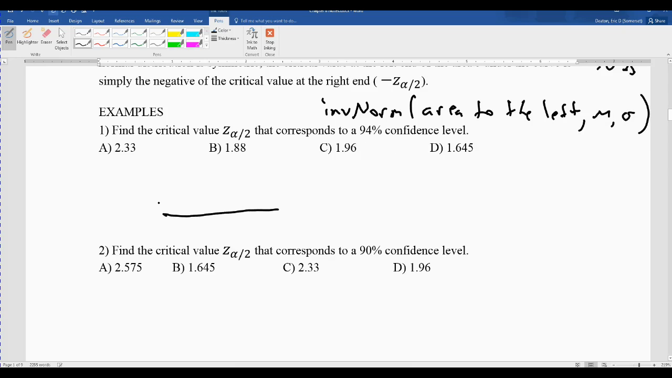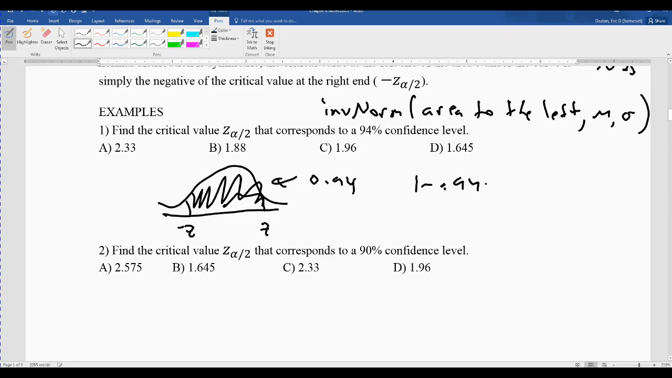So what I want to do is, that 94% means that in between these two z-scores, I have 0.94. What that means is, in the two tails together, I have 0.06. In one of the tails, I divide that by 2 and I get 0.03. So I'm looking at 0.03 there or there.